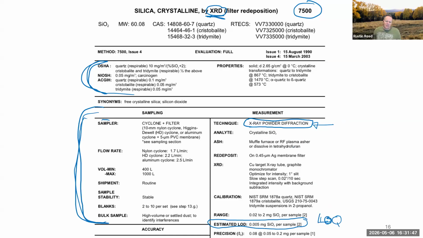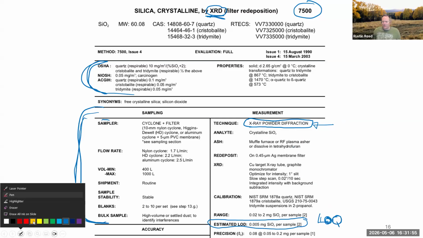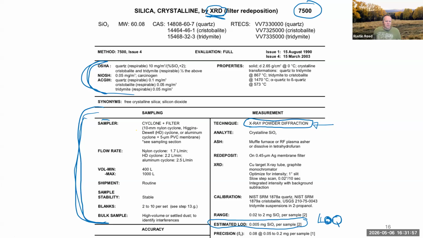We're not going to dive into that today, but those are sometimes things that I pay attention to. We're not going to look at it today. I just don't have enough time. So the sampler tells us, okay, if we're using this method, it's a cyclone.